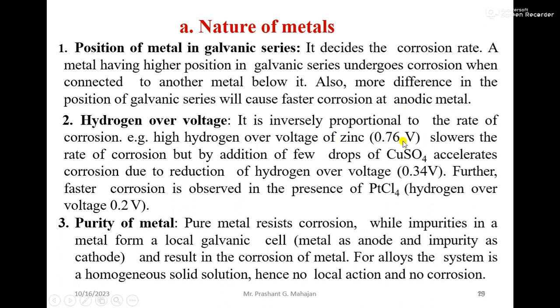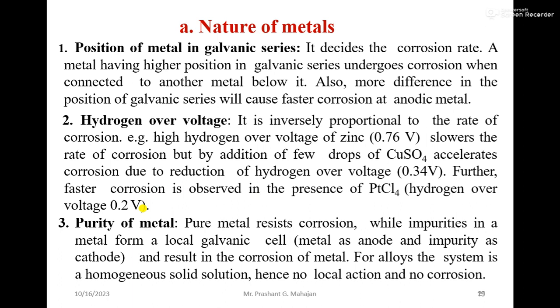So 0.76 is the initial hydrogen overvoltage, and if a few drops of copper sulfate are added, then that hydrogen overvoltage is converted to 0.34. And if a few drops of platinum chloride are added, then that hydrogen overvoltage is going to reduce to 0.2 volt. That means there is faster corrosion.